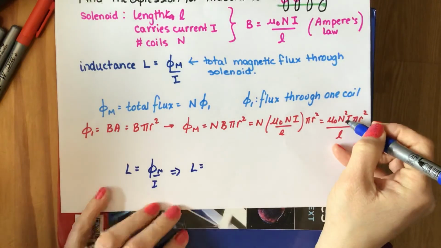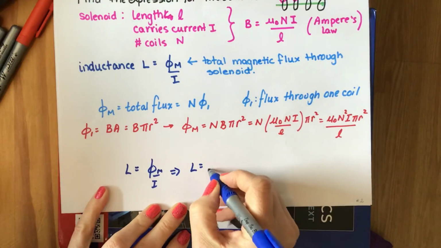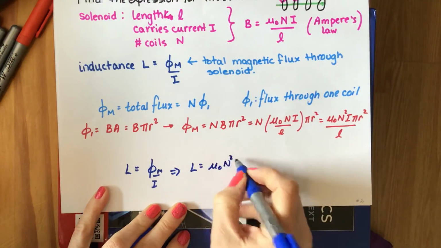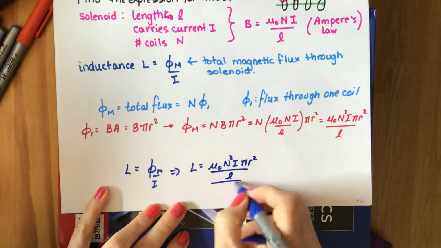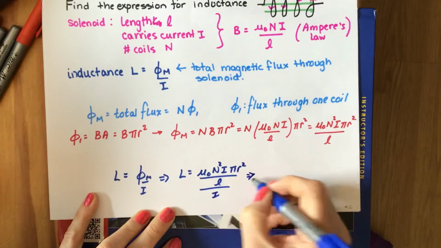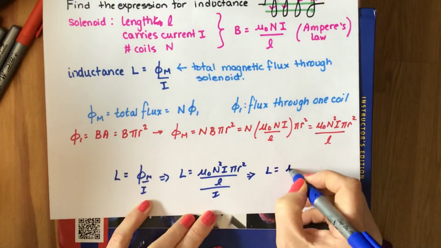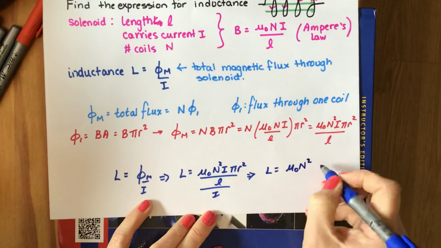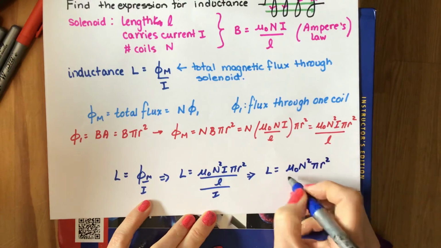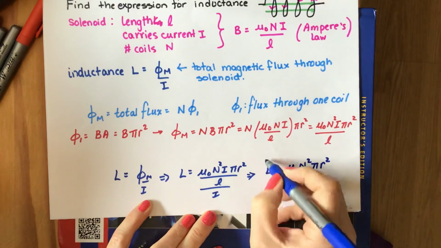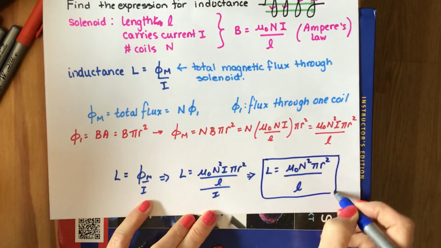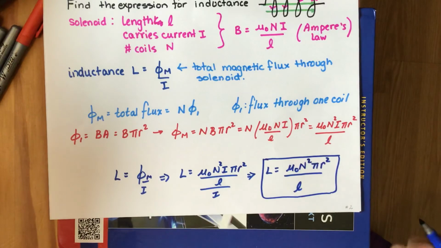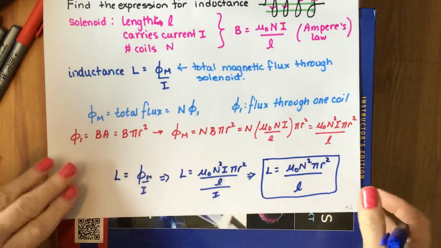We see that we have an I on top and an I on the bottom. So those I's cancel. So there's the inductance of a coil in a circuit where our coil has length l, number of turns N. So that gives us the total inductance.